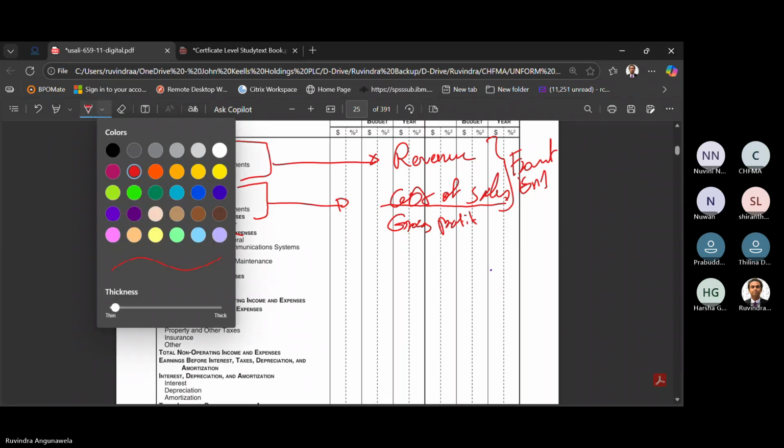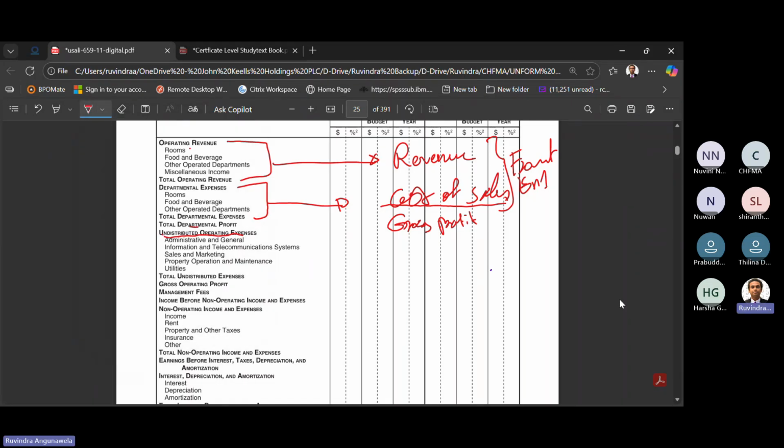Clear, sir. Right, great. So just to recap, undistributed operating expenses, also known as the overheads, are the expenses incurred by the back-end departments: administration and general, information and technology systems, if they are not charged to the guests, sales and marketing, and property operations and maintenance, that is repair and maintenance, and utilities, otherwise known as heat, light, and power, which includes electricity, fuel, and water, and so on. So these are the overhead expenses, right?